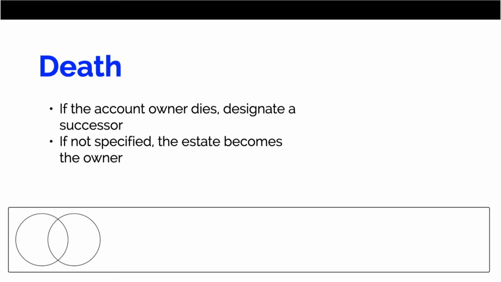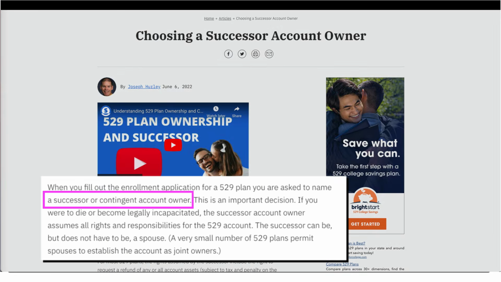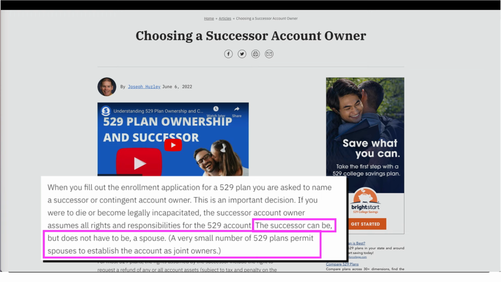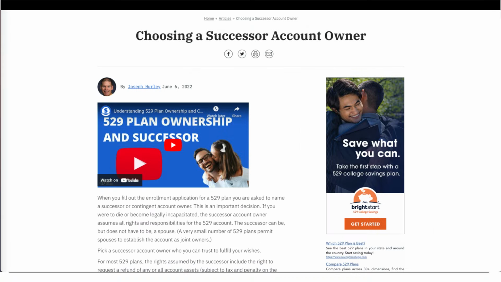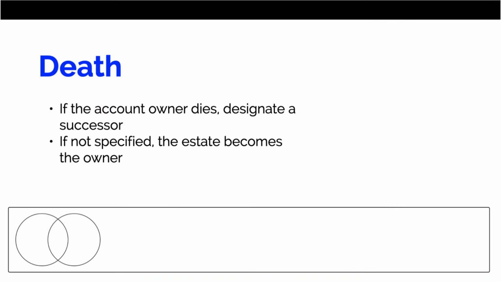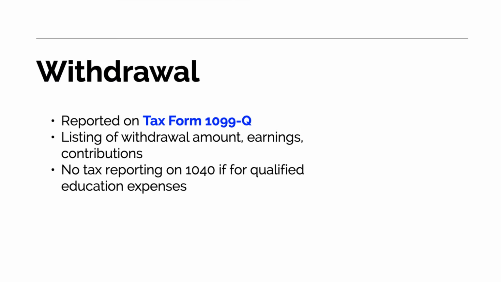What happens if the 529 account owner dies? When you open the plan, make sure you designate a successor so the ownership is transferred to the new person. Most 529 plans don't allow joint ownership with a spouse, so it may make sense to list them as the successor. You can also select someone else. If you don't specify a successor, the estate becomes the owner.